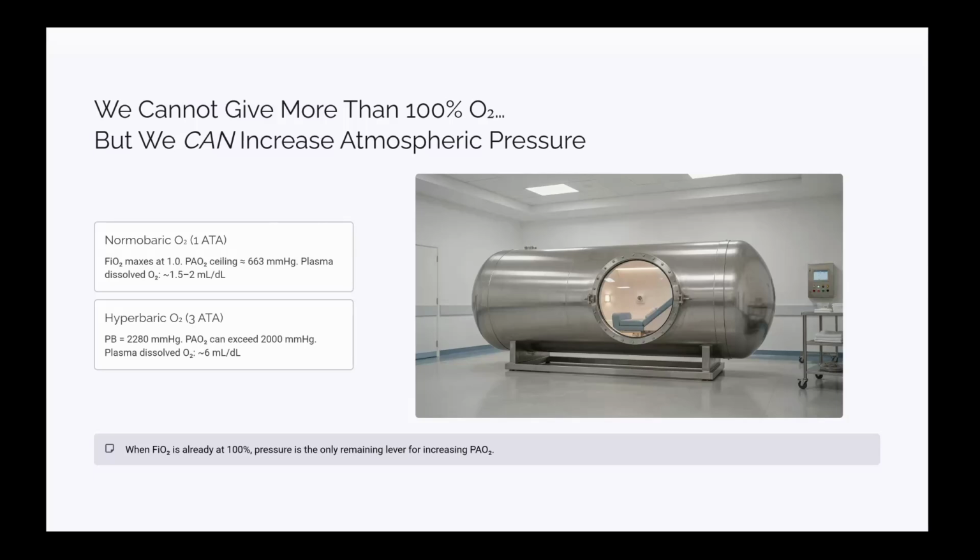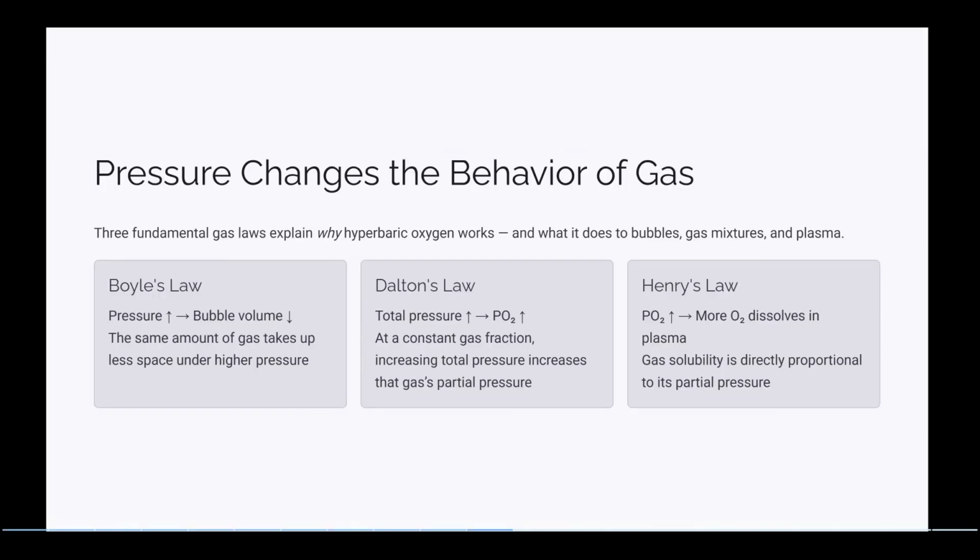And because that total pressure is so much higher, a lot more oxygen ends up dissolved and available, even with the concentration unchanged. So once FiO2 is already maxed at 100%, pressure becomes the only lever left for pushing oxygen higher. That's the whole idea behind hyperbaric oxygen therapy. This next slide is where 3 laws you've already learned all show up in the same room doing 3 different jobs. Same chamber, same increase in pressure, 3 separate consequences. Let's take a look at them one at a time.